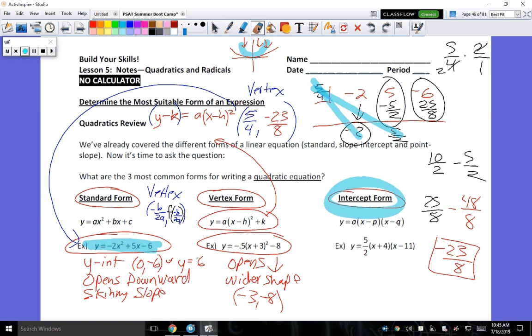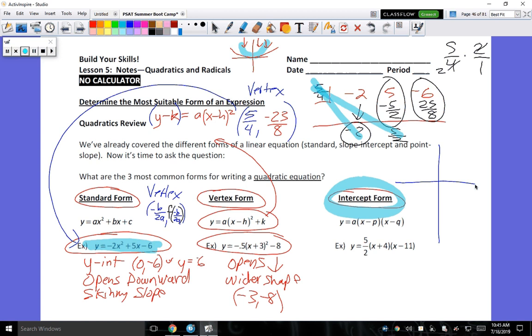Questions? Okay, so intercept form. Intercept form is definitely very visual, and it concentrates on those zeros or those roots of the function. Okay, so let's go ahead and graph what we were given. This is going to be graphed as a what? A negative 4. Good. So there's your x-intercept. The other one? 11.